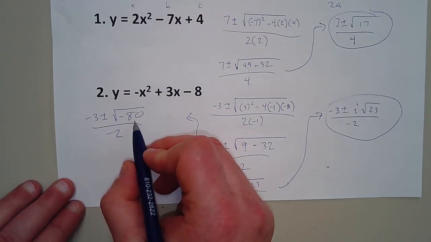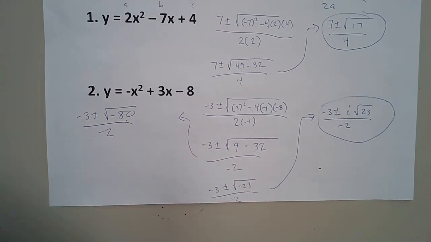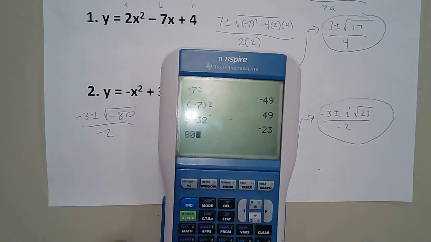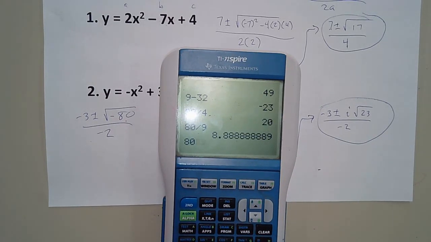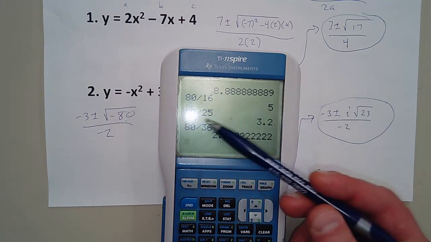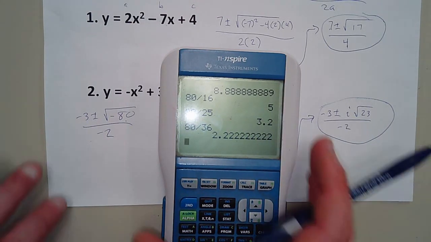So you got to look at 80 and you got to say, okay, what's a perfect square that can go into 80? And when I say perfect squares, we're talking like, does it divide by 4? Which it does. Does it divide by 9? Nope. Does it divide by 16? Yes, it does. Does it divide by 25? No. Does it divide by 36? No. Anything above that's not going to work either. But we always want the biggest one. So 16 is the biggest perfect square that goes into this.